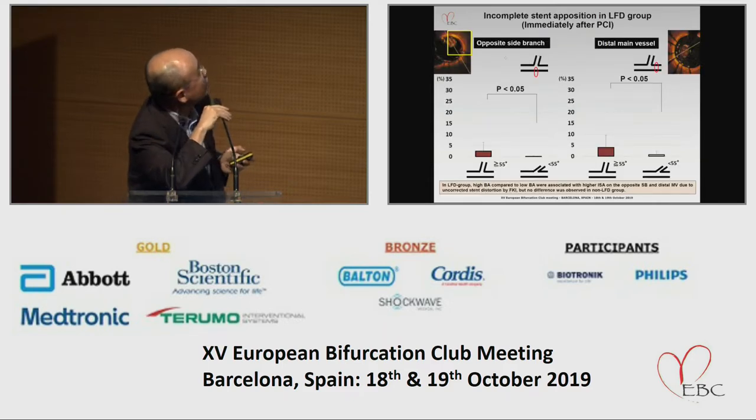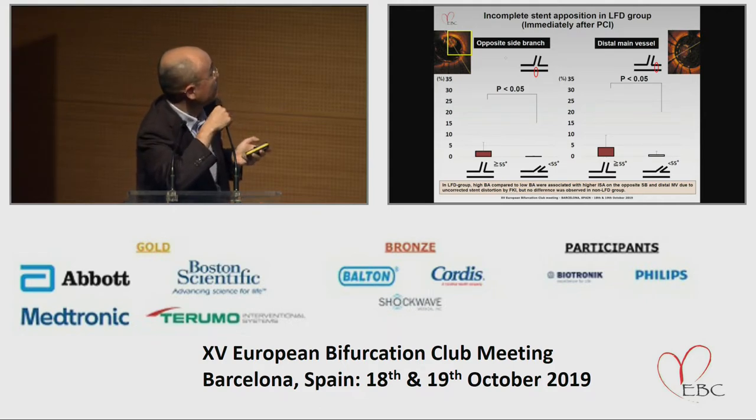This slide shows only the LFD condition group. When we look at the comparison between the angulations, the higher angle is significantly associated with malapposition on the counter side of the side branch, in the opposite side branch and distal main vessel, compared to the lower angle. This is the message in this slide.